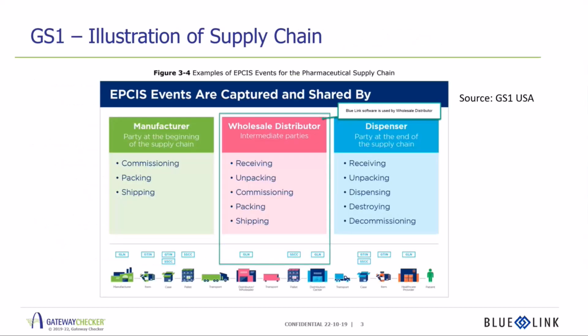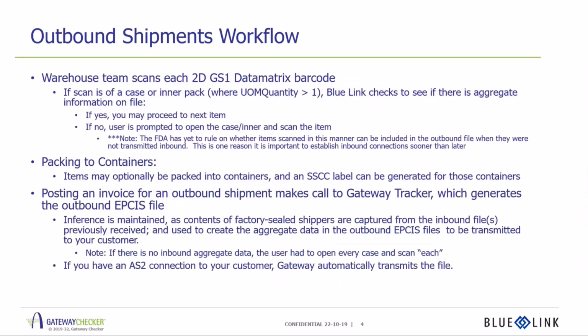So again, BlueLink customers in terms of the supply chain tend to sit in this middle section. We've got our manufacturers, BlueLink customers are wholesale distributors in the middle, and you've got the dispensers on the right-hand side. We've already talked again about receiving, unpacking, commissioning. Now we're going to be doing the packing and shipping events. So what does the outbound shipments workflow look like?